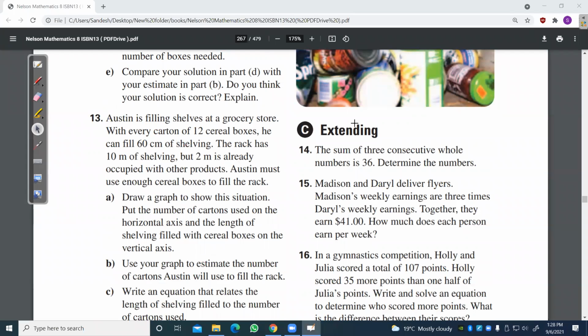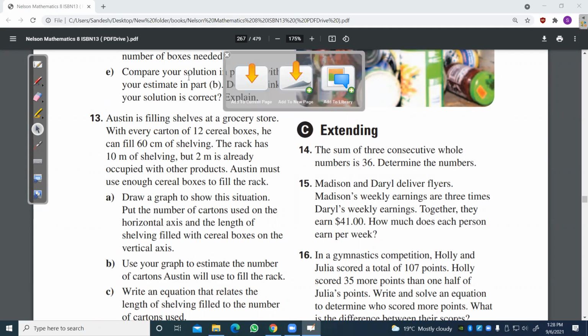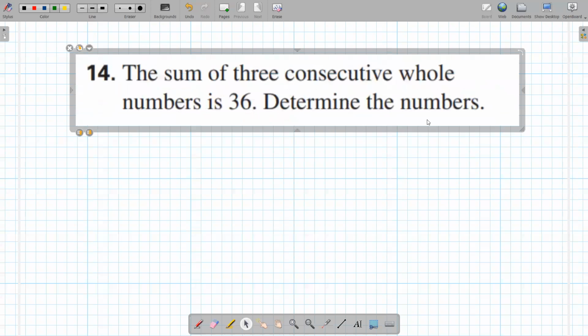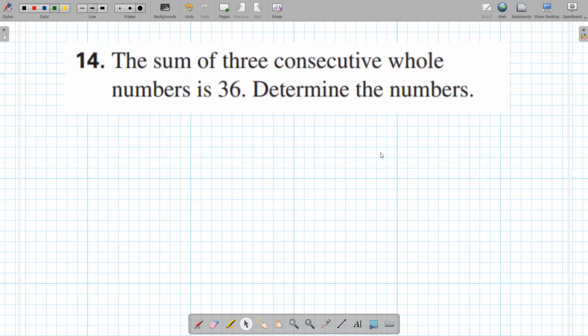Oh, do you want me to throw a curveball at you? All right, let's do this. The sum of three consecutive whole numbers is 36. Determine the numbers. Well, the answer is 11, 12, 13, right? Is it? We'll find the precise answer. Yeah, it's 11, 12, 13.